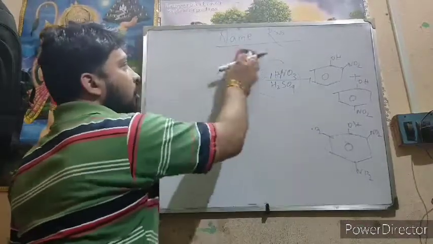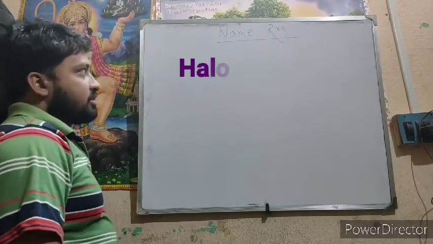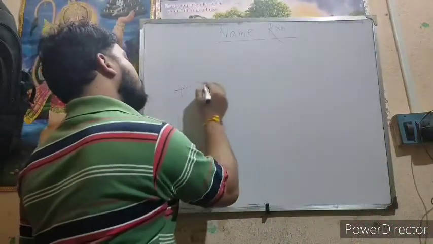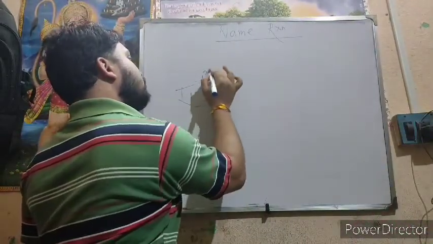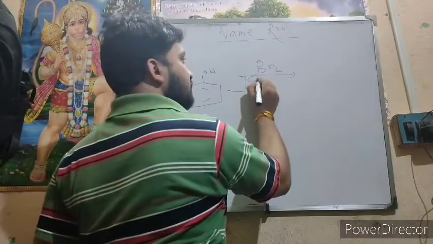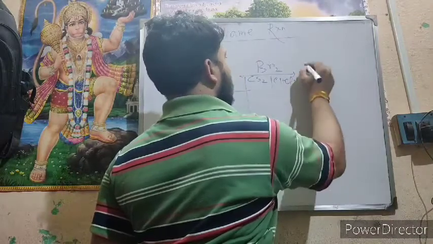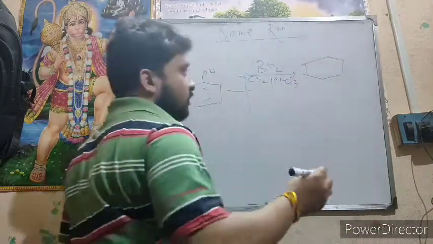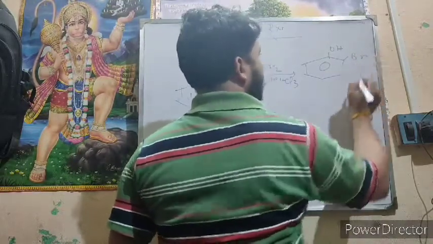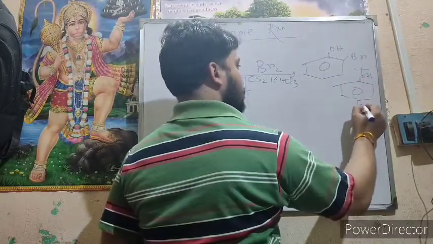Then halogenation, or you can say bromination. So the next reaction is the halogenation reaction. If you take this phenol group and give Br2 in the presence of CS2 or CHCl3, you get this product, with bromine on the ortho position and bromine on the para position.